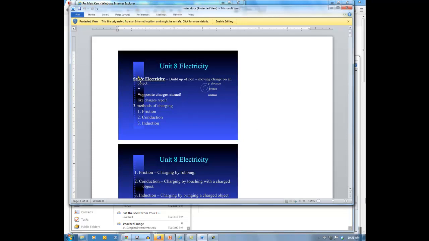Key word for static electricity, to define it, is it's non-moving charge. So it doesn't flow, it just snaps. Like when you get a shock on a doorknob, that's static electricity. It's a jump of charge, jump of electrons, but doesn't flow. So it's non-moving charge, just jumps and it's done.